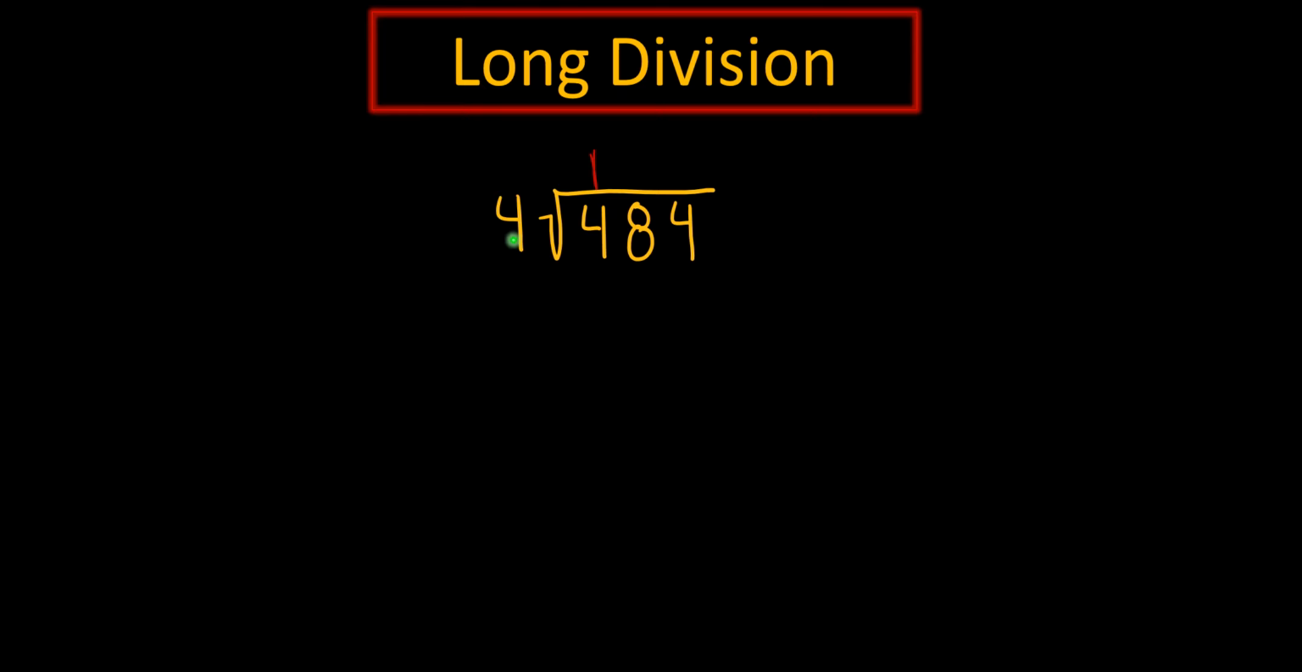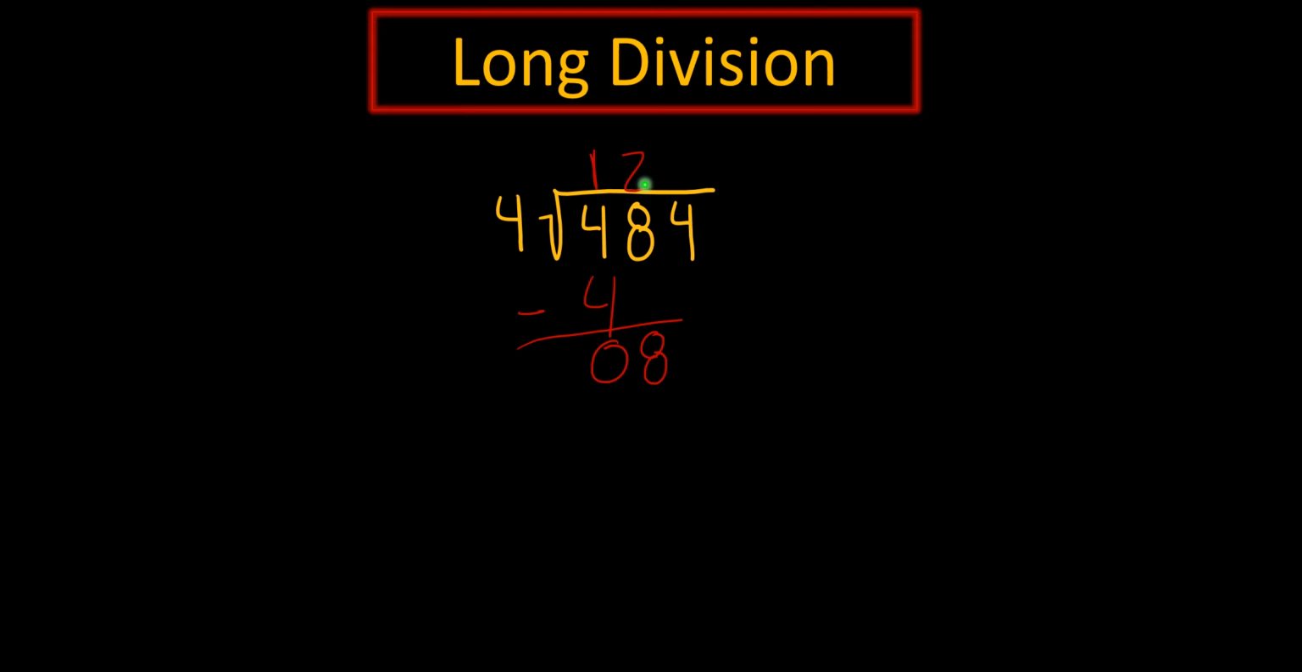Now we say 4 times 1 is going to be 4. So you put a 4 here. And we're going to subtract the difference. 4 minus 4 is going to be 0. In our next digit, 8, we're going to bring that straight down. So now we have 8 divided by 4 is what? Or in other words, 4 times what gives you 8? And if you guessed 2, you are correct.